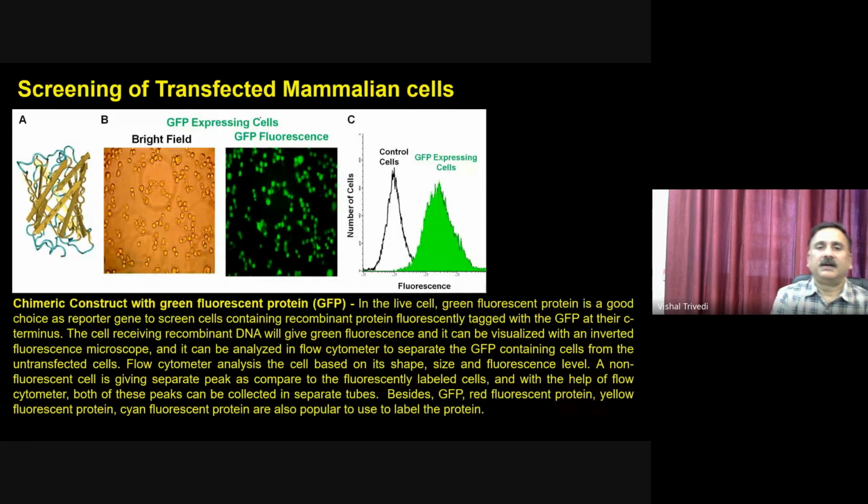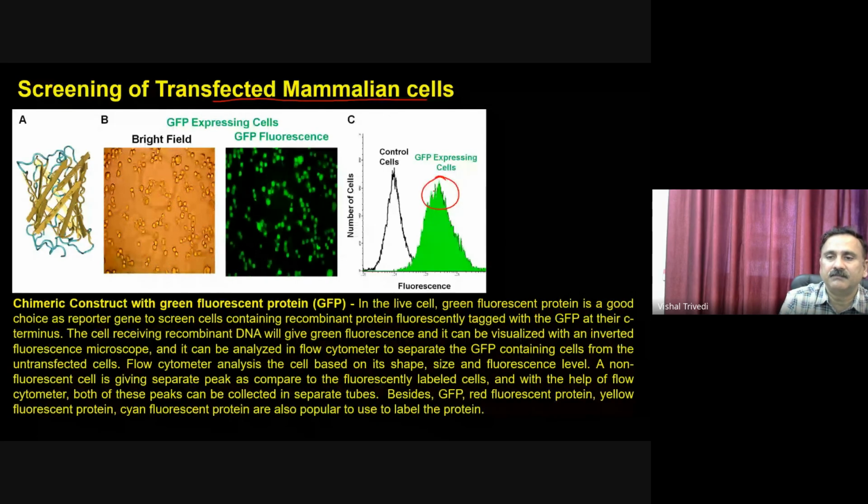And this is the screening by GFP. If your cells are expressing the GFP, then it is going to give you a separate peak in the flow cytometry, and that can be used for screening the untransformed cells versus the transformed cells.